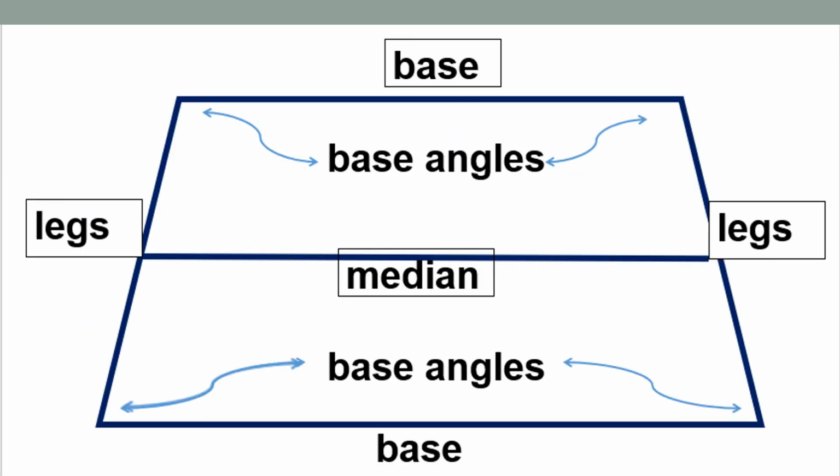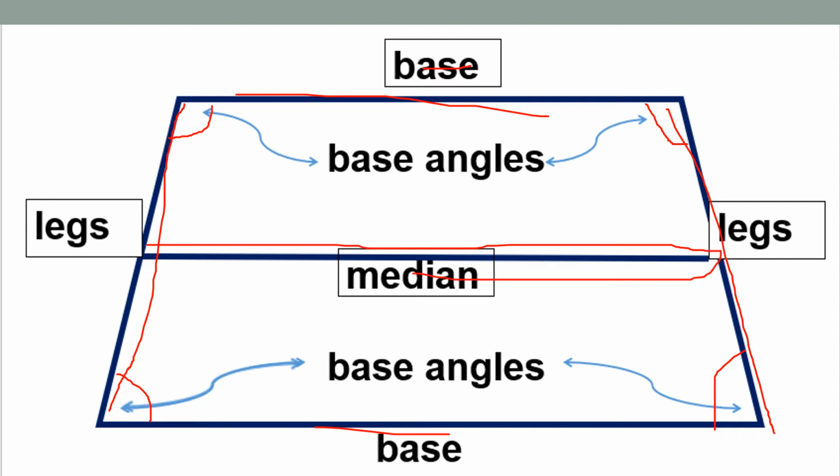In this slide, makikita nyo naman yung parts ng trapezoid. We have the parallel lines, the bases, ito yon. And then, we have the legs. And then, we have the base angles. Same measurement kung nasa taas. And then, same measurement din nasa babang angle. And then, yung gitnang line, we have the median line.